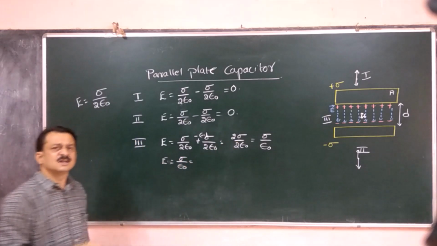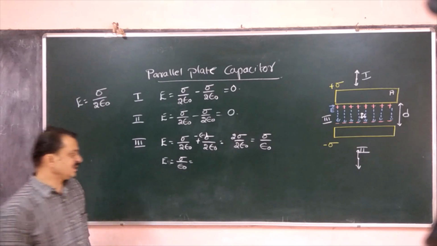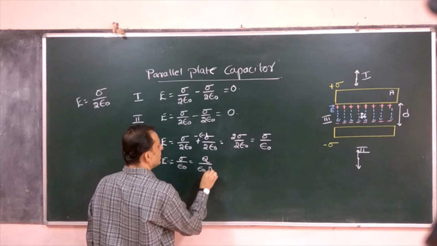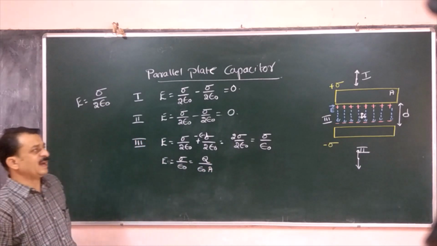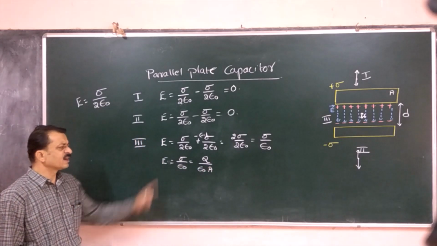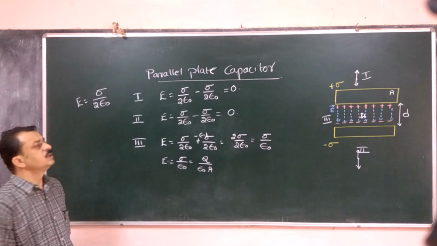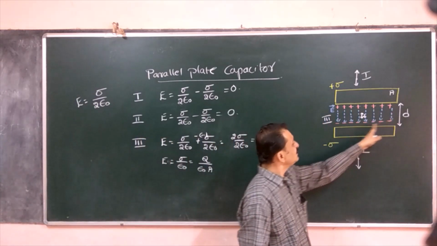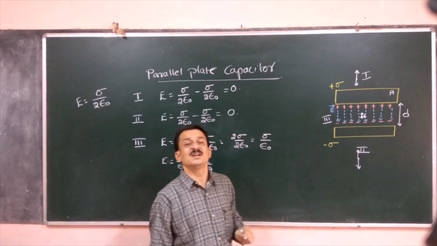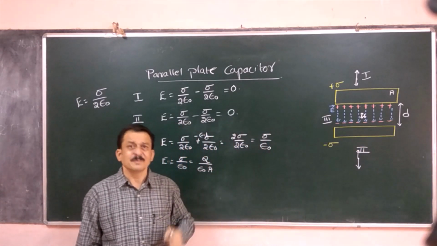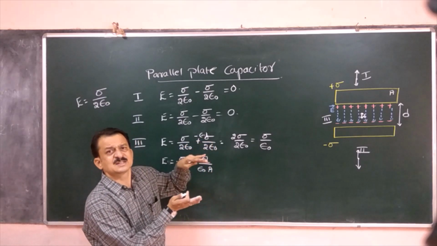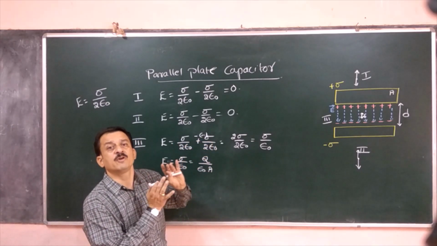But what is sigma? Surface charge density, that is given by charge divided by area of any one of the plates. Okay. Now, since this electric field is constant inside, the electric field is uniform. The meaning is the electric field between the two parallel plates is always uniform.